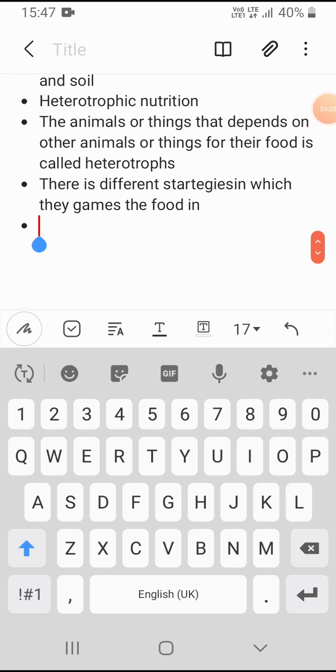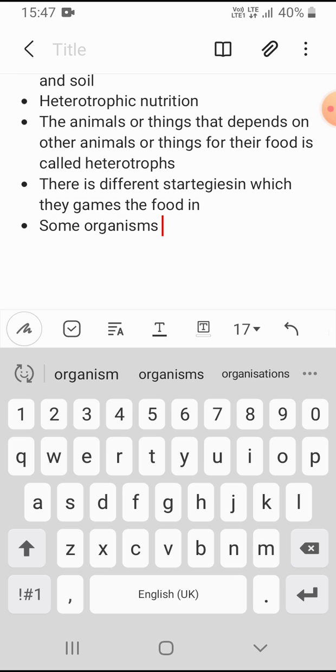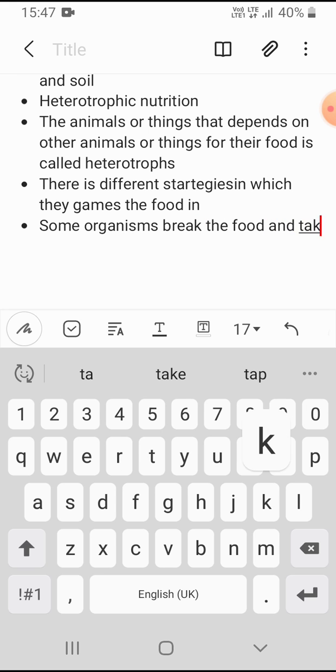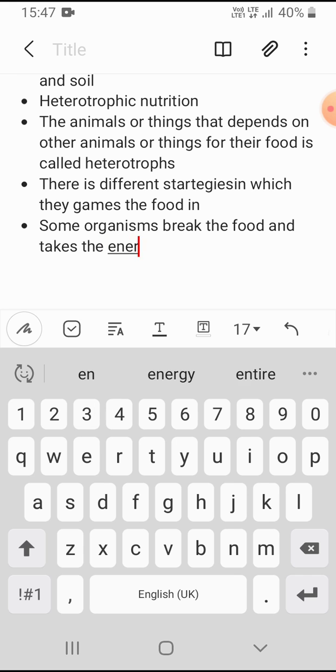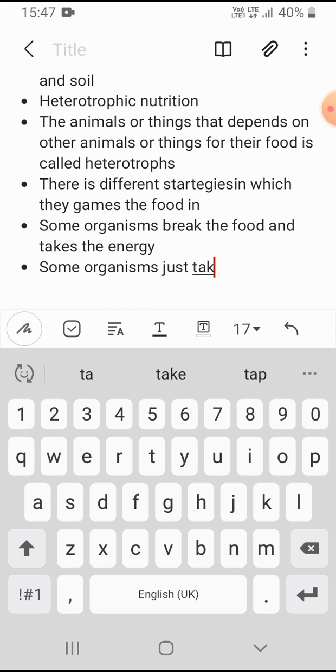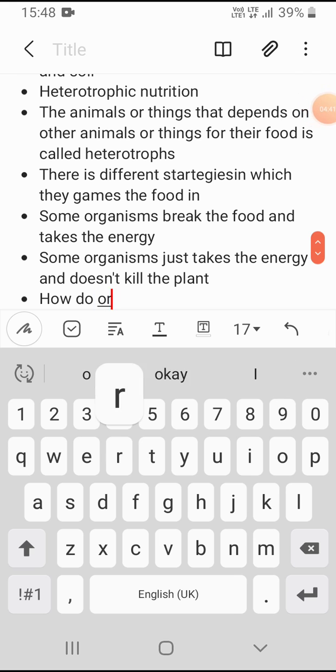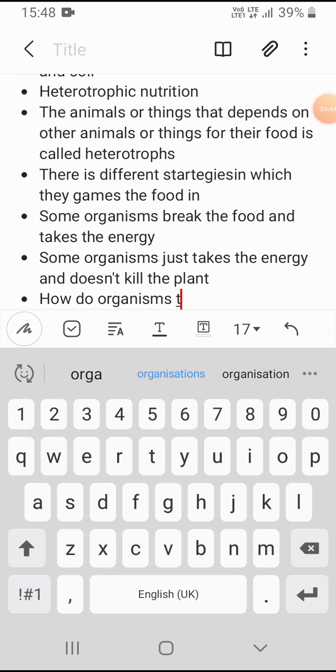Some organisms break the food and take the energy. Some organisms just take the energy and do not kill the plant or any other thing. So how do organisms take their food?